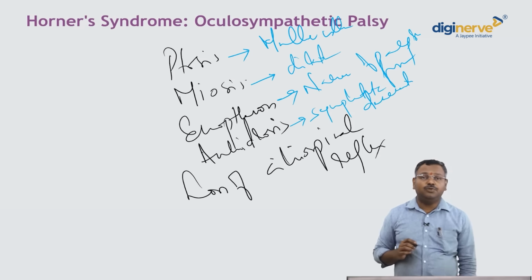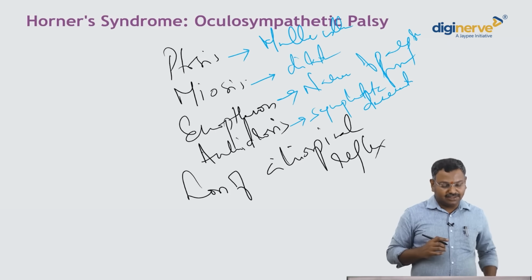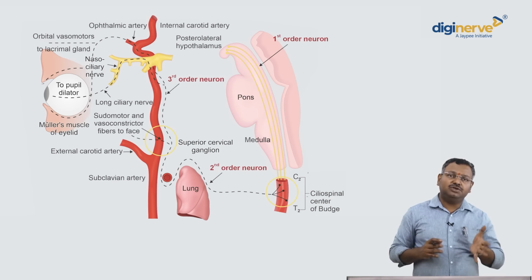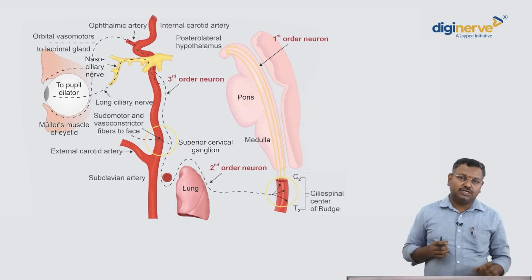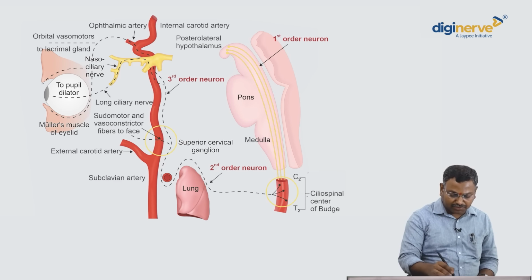So these are the components of the Horner syndrome, and you should know why it is. Now before we go on to the localization of Horner syndrome, we have to know the pathway of the Horner's. So you have the sympathetic pathway, which is going to come from the posterolateral part of the hypothalamus.